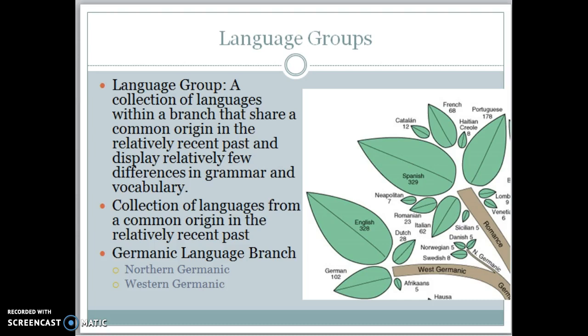All right, next as we break down our language families and branches, we go on to the classification of language groups. A language group is a collection of languages within a branch that share a common origin in the relatively recent past and display relatively few differences in grammar and vocabulary. So, for the Germanic language branch, for example, we could break that down into Northern Germanic and Western Germanic.